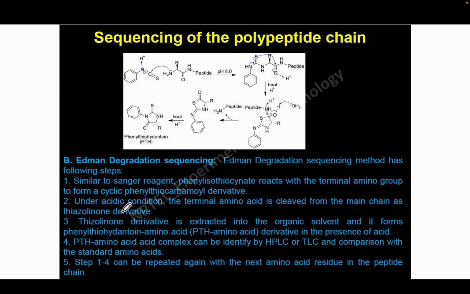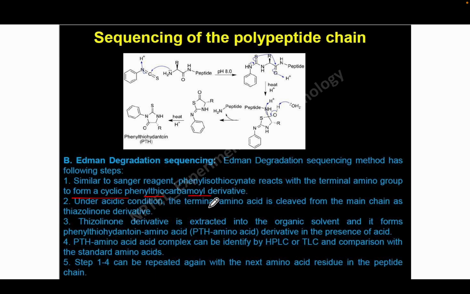Sequencing of the polypeptide chain. Edman degradation sequencing method has the following steps. Similar to Sanger reagent, phenyl isothiocyanate reacts with a terminal amino group to form a cyclic phenyl thiocarbamyl derivative.